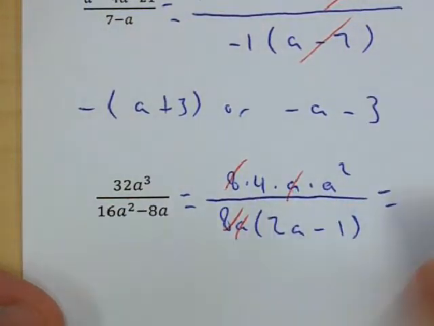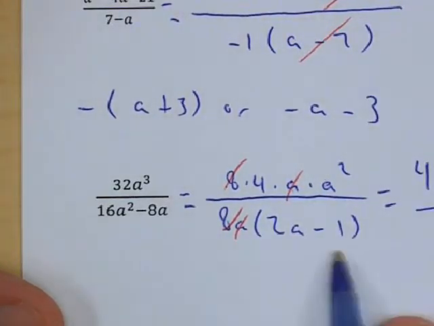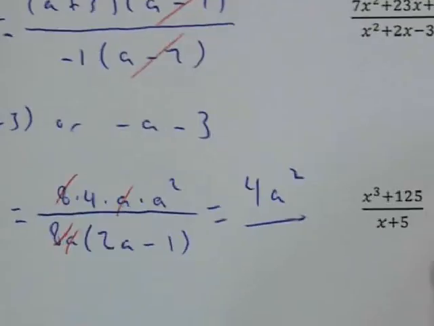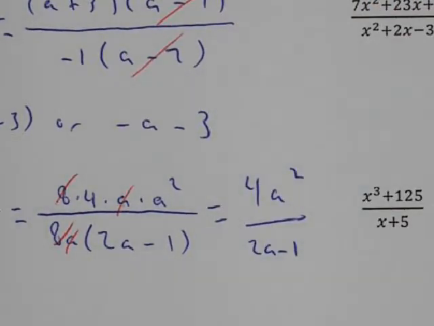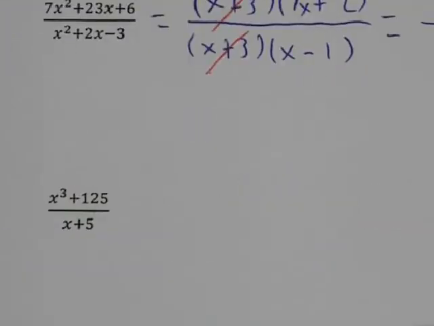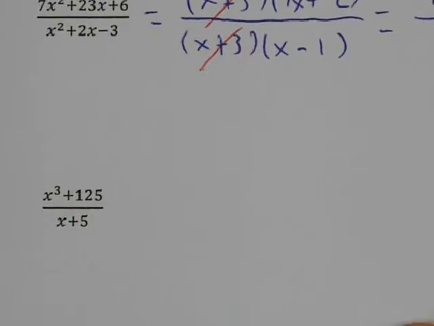We've got 4a squared on top over 2a minus 1 on bottom. Okay, and then I'm done. And again, I can't reduce the 4 and the 2 because this isn't 2, it's 2a minus 1. Okay, this is all one thing. All right, last one on this first page here. Then we got a few more on the next page.